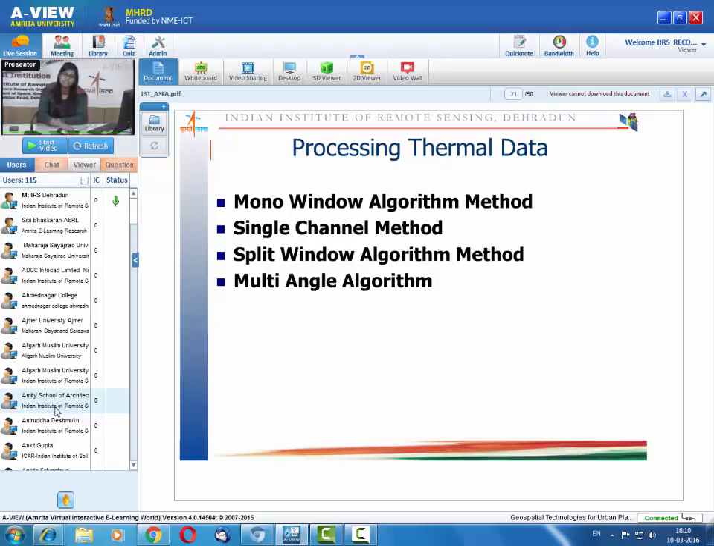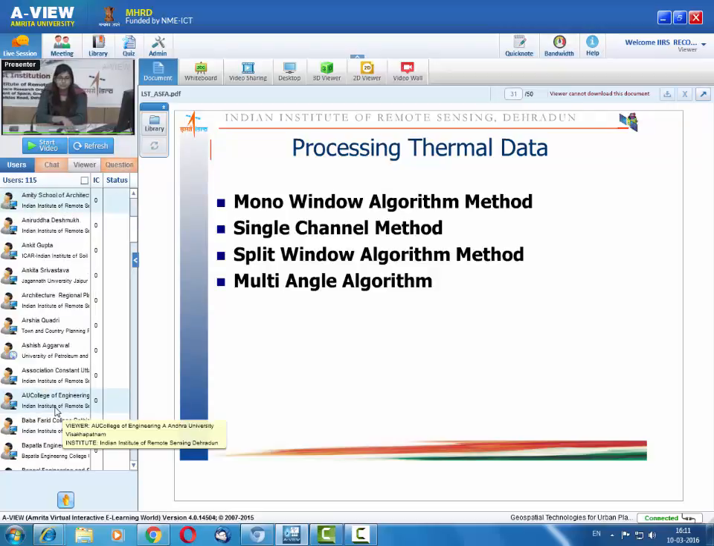Mono window algorithm and single channel method, as the names suggest, use only one band at a time. In the split window algorithm, as the name suggests, two bands are used. At this juncture, I'll tell you that various people have developed various algorithms: Rosenstein, Mao, Sobrino, Quinn et al.'s mono window algorithm, then Jiménez-Muñoz and Sobrino's algorithm. Mao, I told you, Rosenstein, I have told you.